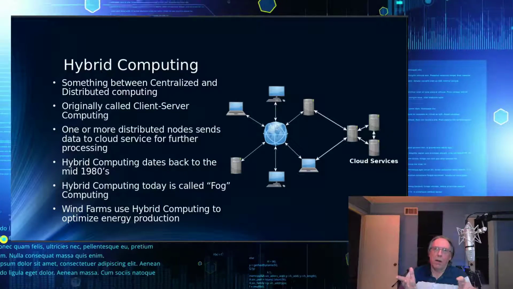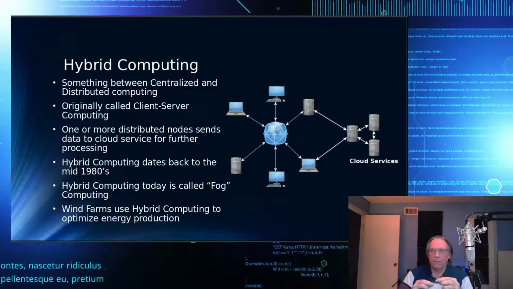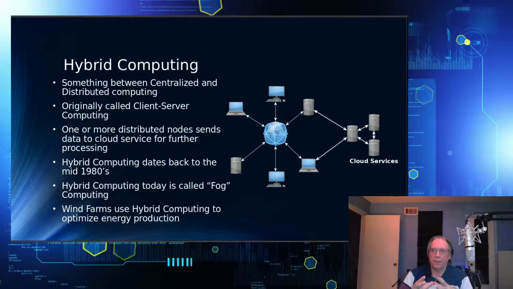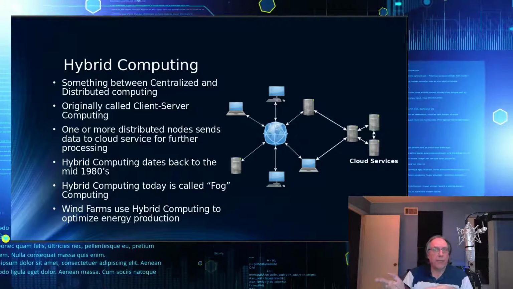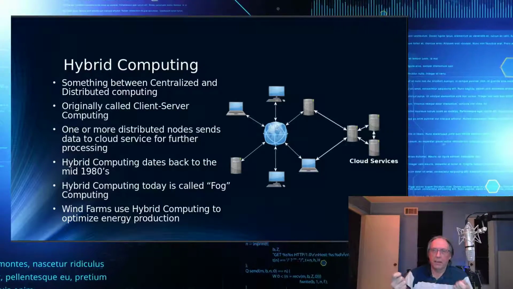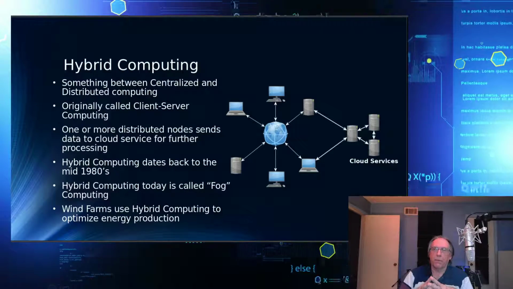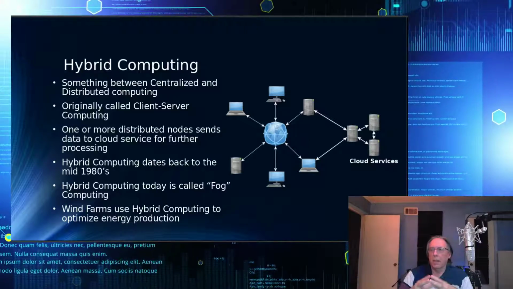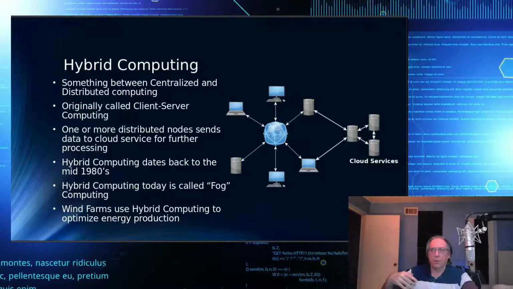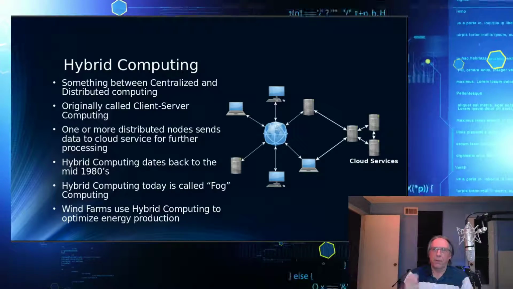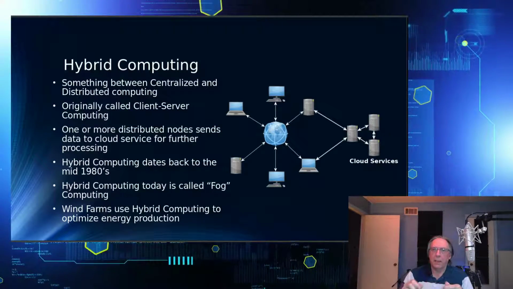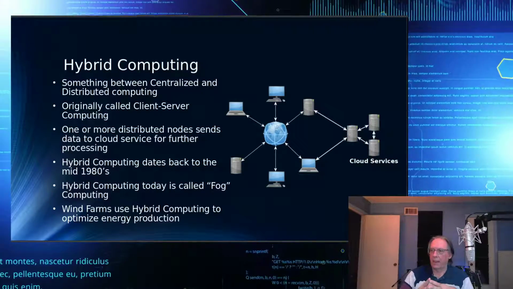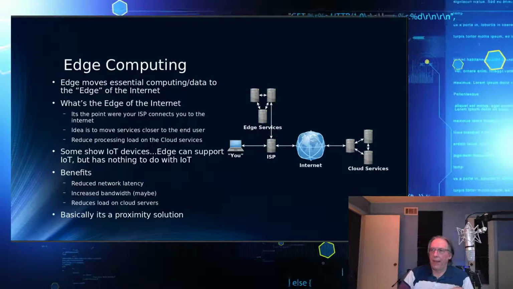Today, it's called fog computing, and wind farms use hybrid computing in order to optimize energy production, in that they get weather forecasts and receive that, and then they turn the blades on so that they're ready to process the incoming winds if needed. Or it could be that you have a whole series of wind farms and you want to know which ones to optimize in order to get the most amount of energy production for that particular day. So that'd be one example of that.